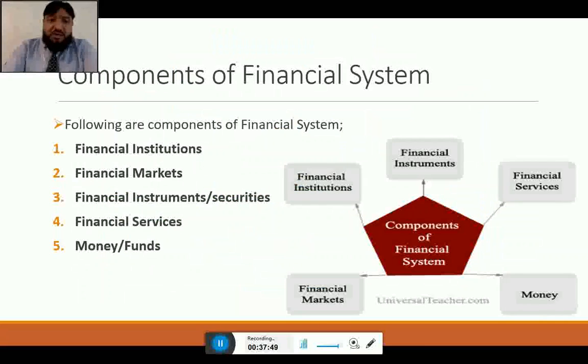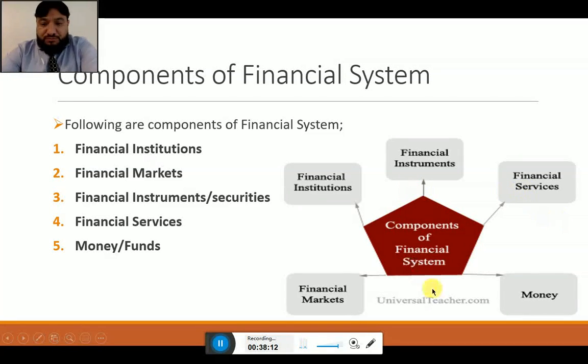Okay, so the components of financial market, I discussed there are three main components, but there could be two other components as well: financial institutions, financial markets, financial instruments or securities, financial services, and money or funds. These are the components of the financial system, right?